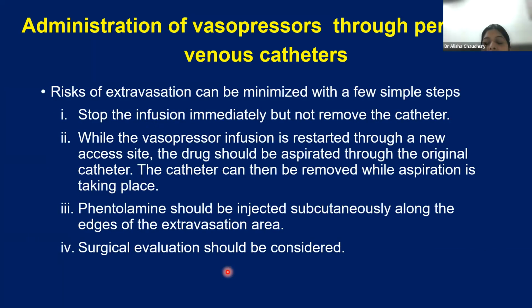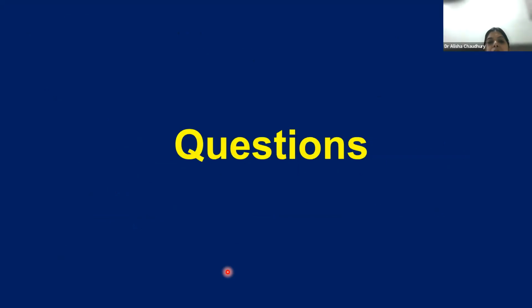And how can you minimize the risk of extravasation? If you have any doubt, stop the infusion immediately. And when you start the vasopressor infusion through a new access site, try to aspirate it out from the previous catheter and slowly remove the catheter. If you are really seeing some skin changes, you can try phentolamine. And if it's a very bad extravasation with necrosis and all, you might even get a surgical evaluation. So there's no harm in starting vasopressors through peripheral venous catheters. Keep a close watch, and if the doses are increasing, you need to consider central venous access.